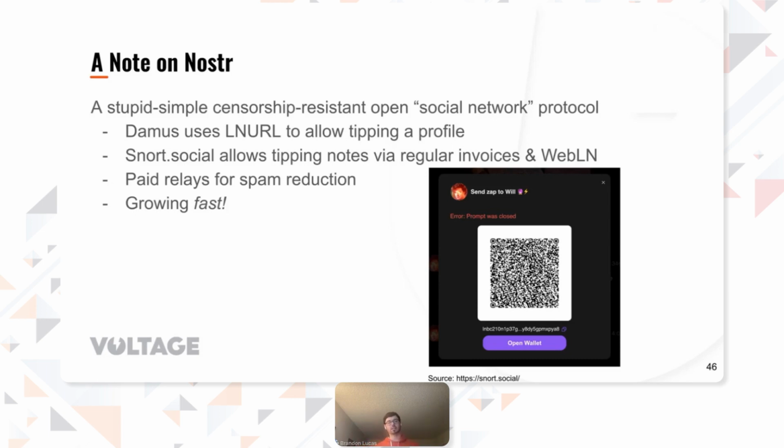Another really interesting use case is paid relays. So if you want a clean global feed on Nostr, then you can pay to join these paid relays where bots are basically not allowed to spam, because the payments make it prohibitive. So there's no incentive, and that reduces the ability for bots to gain traction on paid relays. So another note on Nostr, it's growing fast. Keep up to date with it. There's a lot of cool stuff happening.